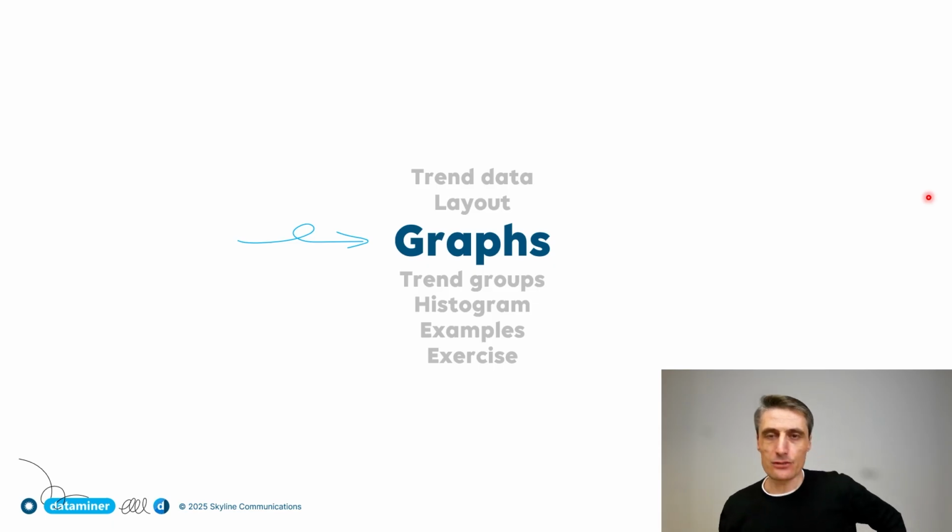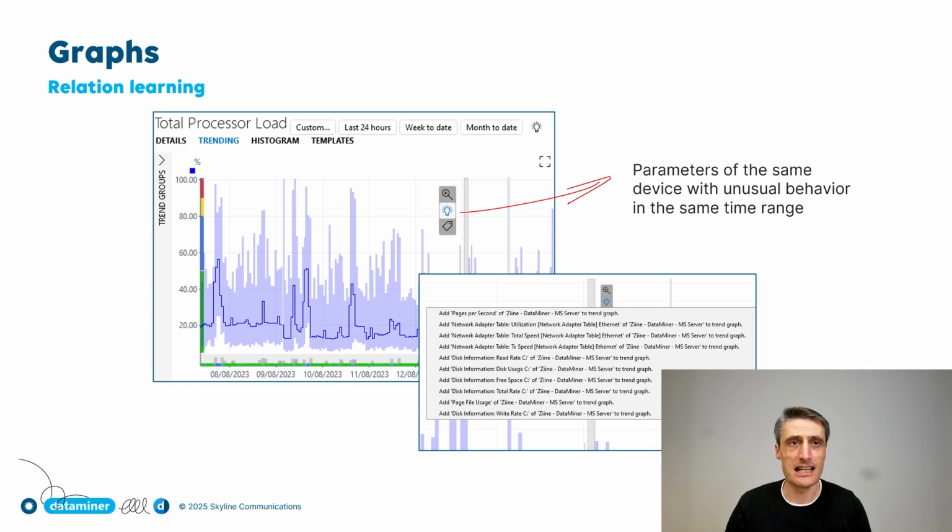Now let's take a closer look at the graphs itself. So let's take a look at what we have as features around that. We were already playing a little bit with the graphs, but you will also find a couple of light bulbs there. The light bulbs are helping you out with relation learning. That's another analytics feature. So not only are they predicting towards the future how your trend graph will evolve, they are also trying to find related parameters that might be of interest.